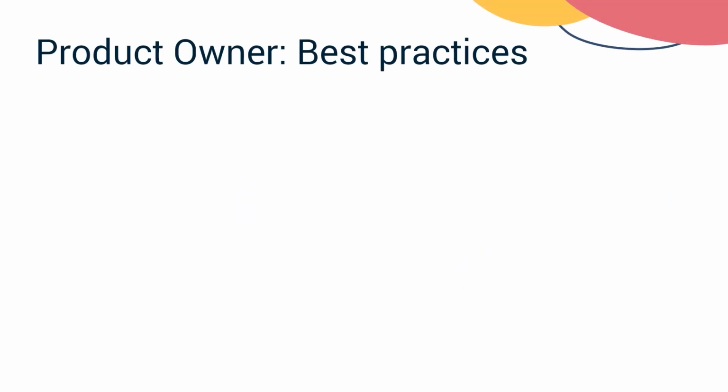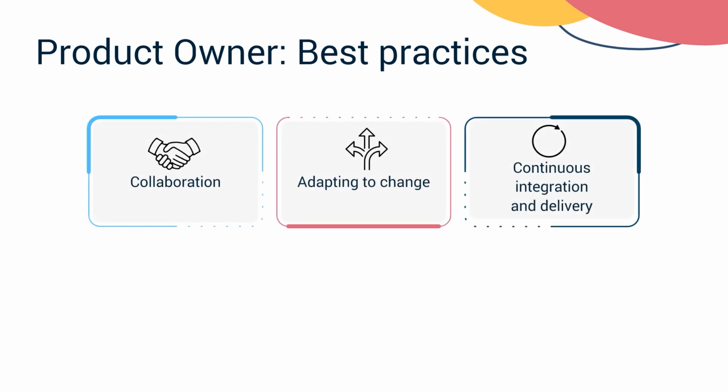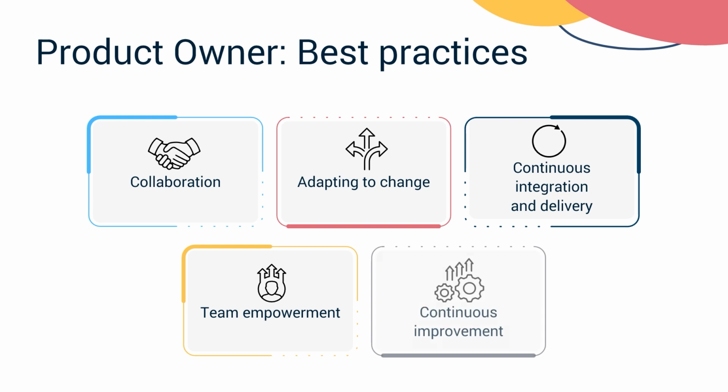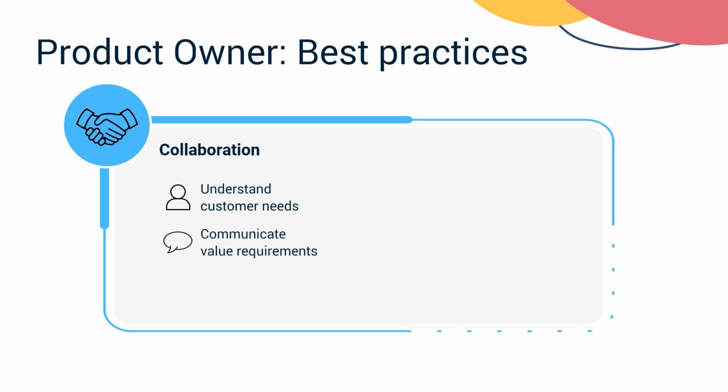As a product owner, you will practice 5 key approaches to building a high-performing team: collaboration, adapting to change, continuous integration and delivery, team empowerment, and continuous improvement. Collaboration starts with understanding customer needs deeply. You work with the DevOps team to communicate value requirements for deliverables and tasks.